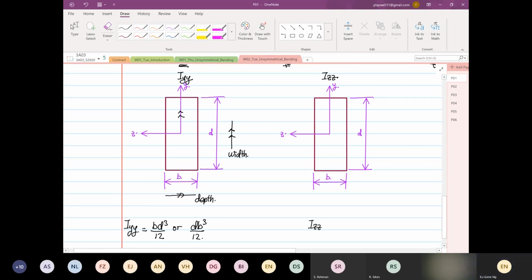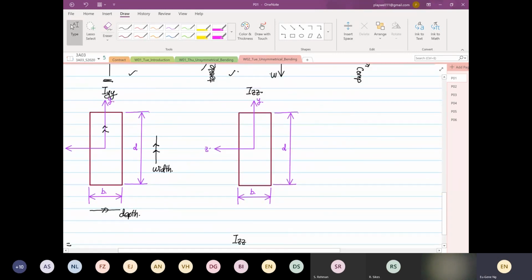Let me get rid of this. Then on your IZZ, we are focusing on ZZ now. Parallel to your ZZ axis will be your width. And then perpendicular, so what do I mean by perpendicular? This is the line that is perpendicular to the ZZ axis. So this is your depth. So you can see it's different now.